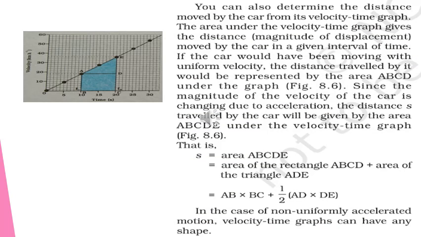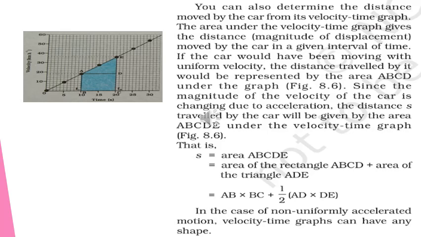We can also determine the distance moved by the car from its velocity time graph when the car is in accelerated motion. The area under the velocity time graph gives the distance, that is magnitude of displacement moved by the car in a given interval of time. If the car would have been moving with uniform velocity, the distance travelled by it would be represented by the area ABCD under the graph.